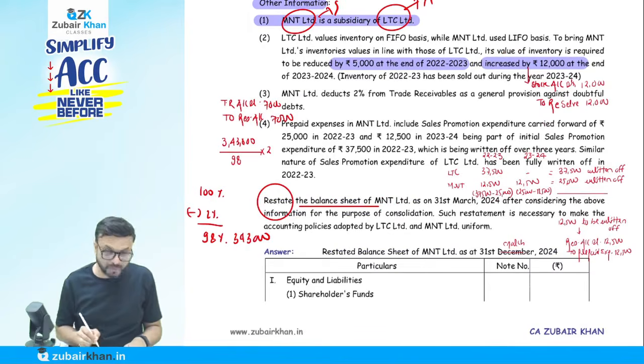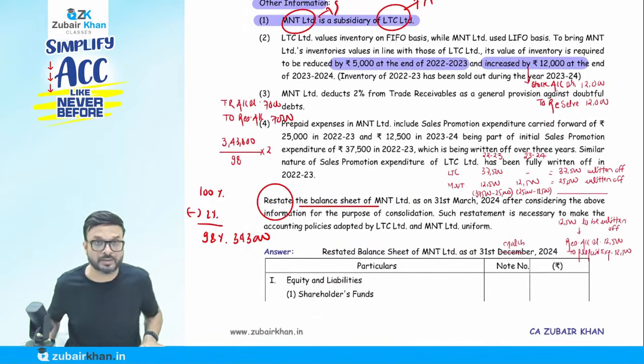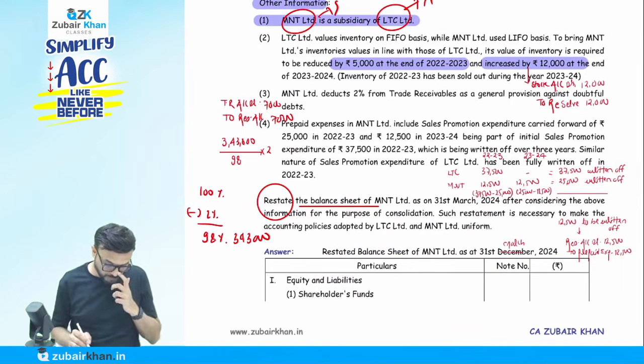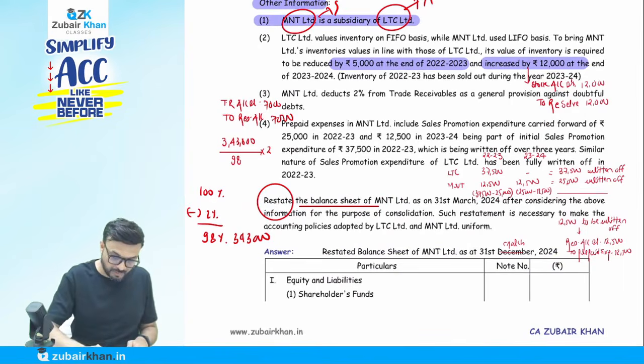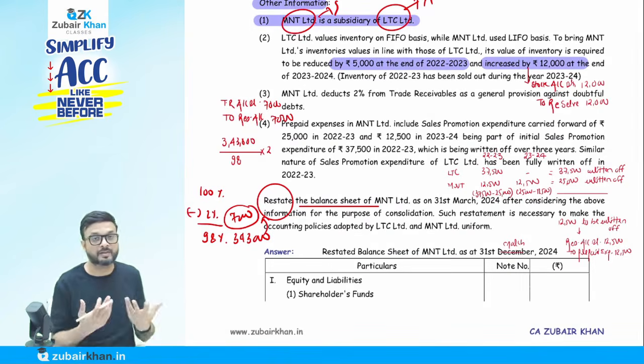So we should not deduct when we talk about the uniform accounting policy. So we have to increase the value. If 3,43,000 is 98, how much is 2? It will come to 7,000 here. So we have to increase the value by 7,000, so it will come to 100%.